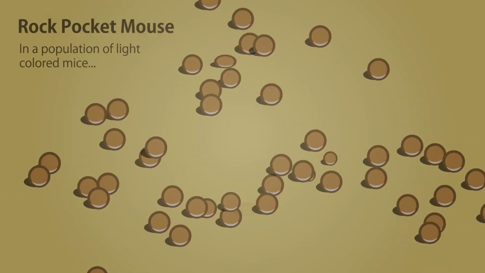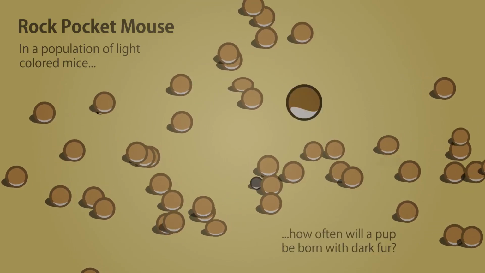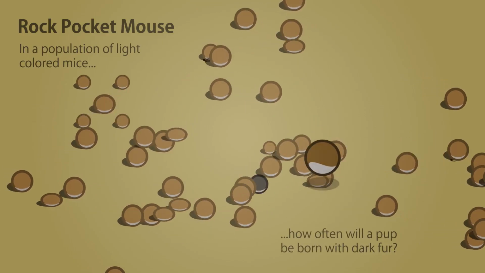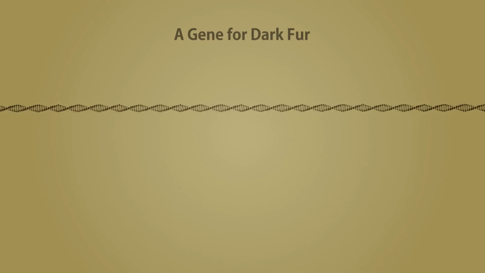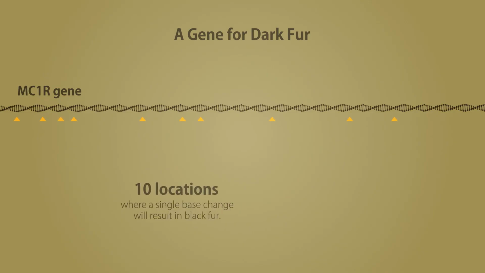In a population of light-colored mice, how often will a pup be born with dark fur? We can do a calculation to come up with an estimate. Scientists know from studying rock pocket mice and other animals that in one particular gene called MC1R, there are at least 10 different locations where a single base change will generate a dark fur allele.